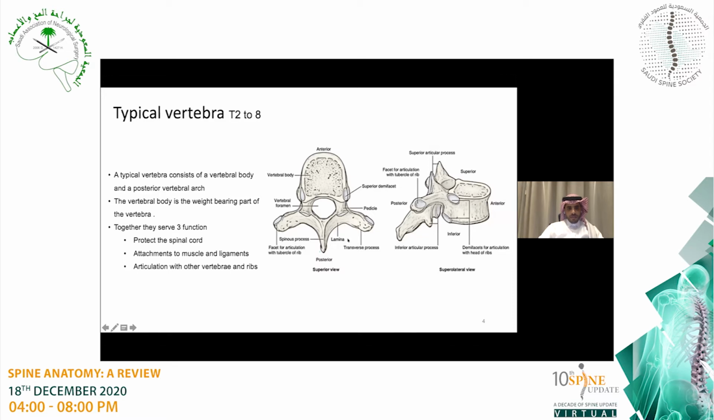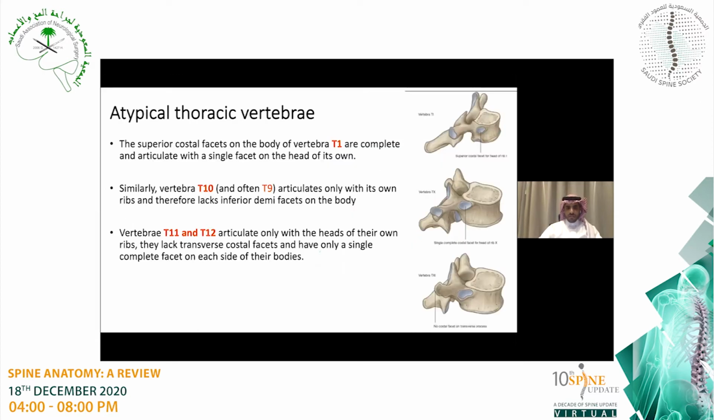The posterior arch together serves as protection for the spinal cord, attachment for muscles and ligaments, and articulation with the adjacent vertebrae. The atypical vertebrae are T1, where there is only 1 facet that articulates with the T1 rib. At T10, there is also 1 on the body and 1 on the transverse process, while in T11 and T12, there is no facet on the transverse process.